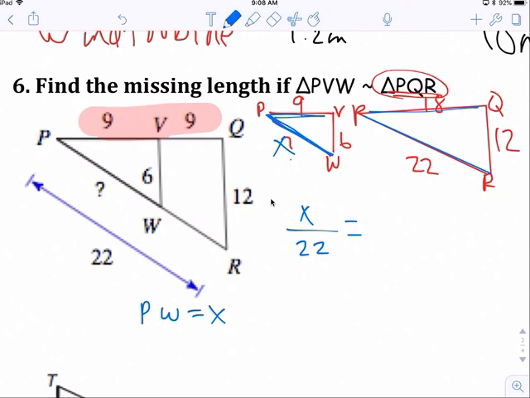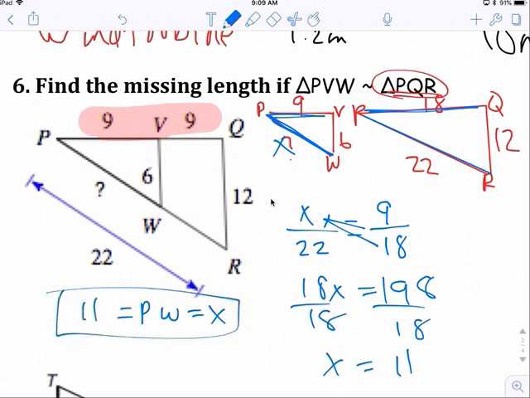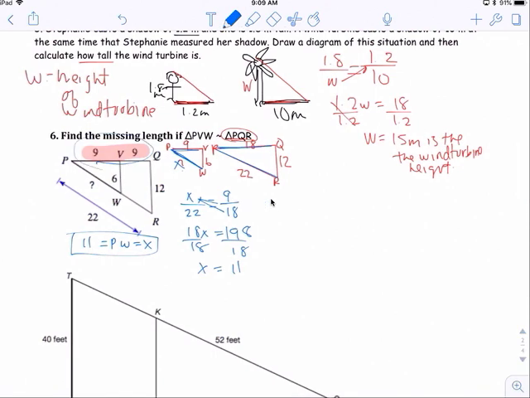Equals 9 over 18. I'm going to use those two. 18X. Obviously, it's going to be 11, right? Because it reduces to half. But let's prove it. 22 times 9 is 198. Divide by 18, it should be 11. X is 11. So PW is 11 right here, okay? No unit of measurement because it didn't give us any units.